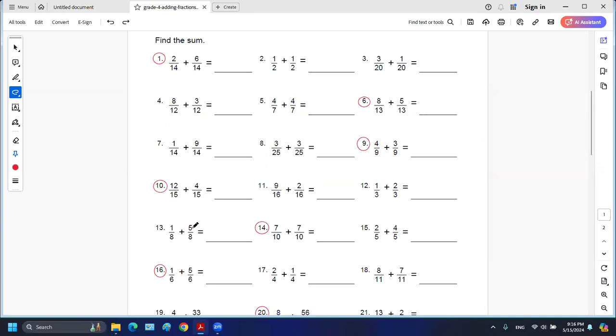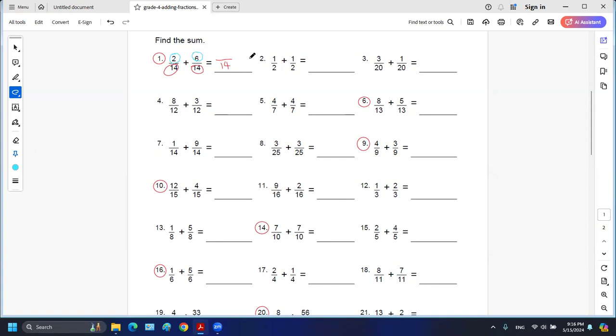First, question number 1. First, we need to make the bottom the same, but since the bottom is already the same, we can start adding. But if the bottom is different, we'll have to make it the same. So 14 and 14 is 14, because we don't need to add the bottom. It's the same. If it's the same number, we'll just keep it.